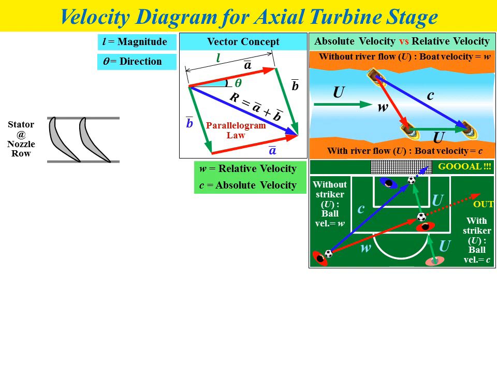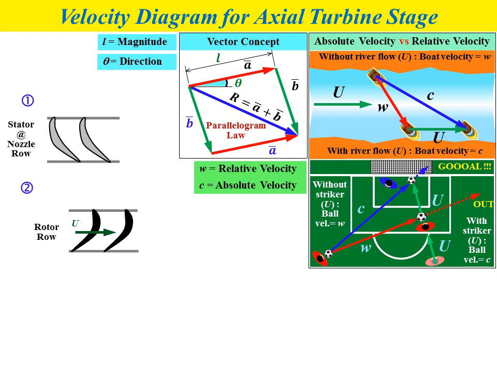So now we apply the vector concept and also the absolute and relative velocity concepts to the axial turbine stage. So we have a stator or nozzle blade arrangement and also the rotor blade arrangement. For the rotor, we will have the U vector because the rotor moves with a certain rotational speed. So U represents the blade speed.